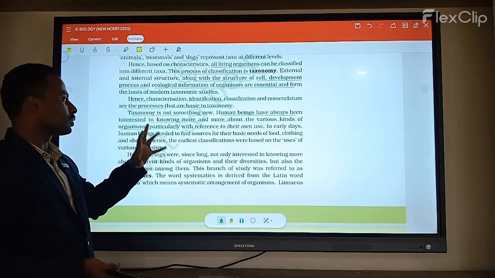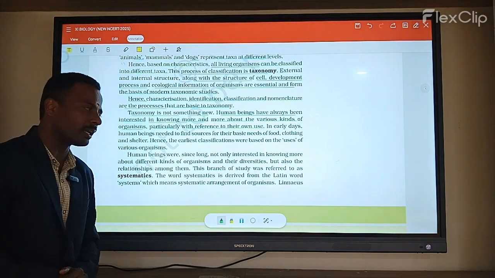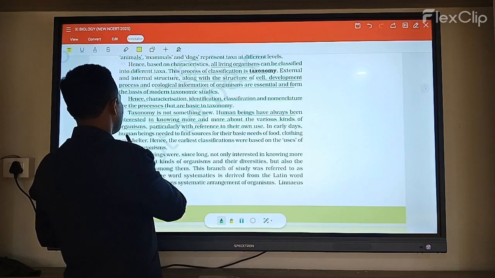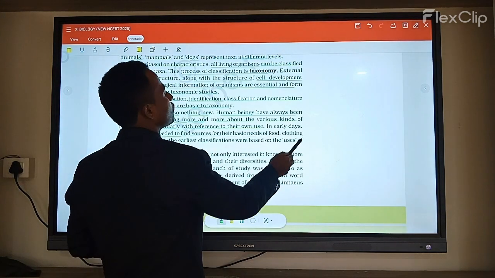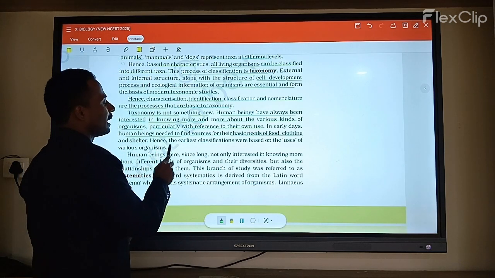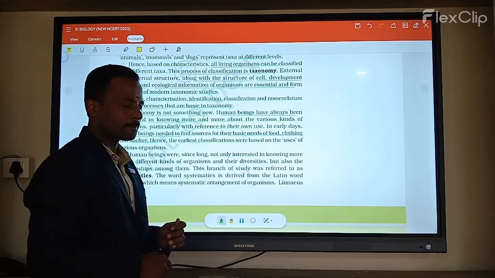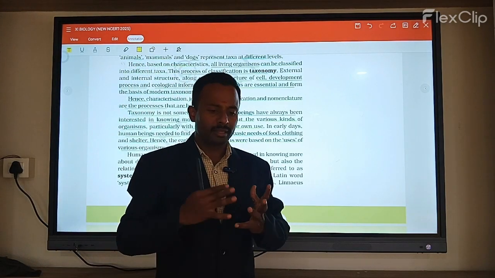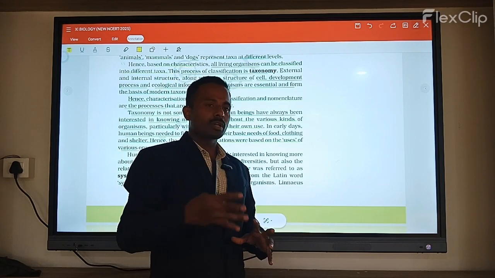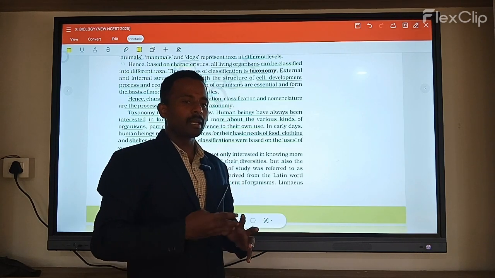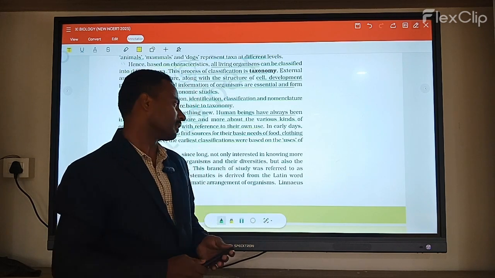So we get to use particular organisms that show different characters for our own needs. In early days, human beings needed to find sources for basic needs: food, clothing, and shelter. Hence, the earlier classification was based on the use of various organisms. Each organism serves different purposes for our needs, like food, clothing, and shelter.